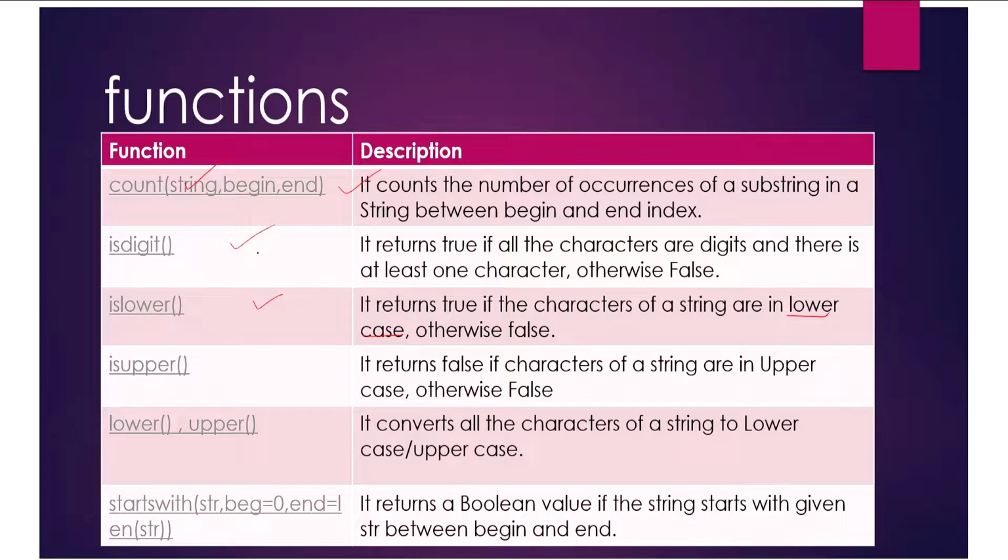Similarly for isdigit, if the given string is a digit, it will return true. If not, it will return false. Is upper: if the given string is in uppercase, it will return true, else it will return false. Lower and upper are used to convert the given string to lowercase and uppercase. Starts with is used to check whether a given string starts with some particular substring or not. It will also return true or false. If it starts with the given string, whatever we give as input, it will return true. If it doesn't start with the string, it will return false. Let's see all with an example.